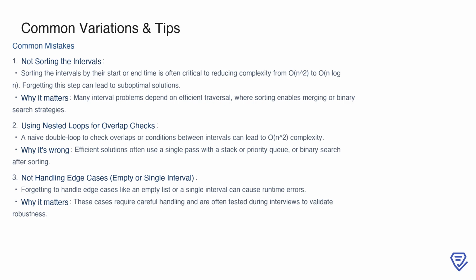Another frequent mistake is relying on nested loops to check overlap conditions. While this might seem straightforward, it results in quadratic complexity, which is often too slow for larger input sizes.